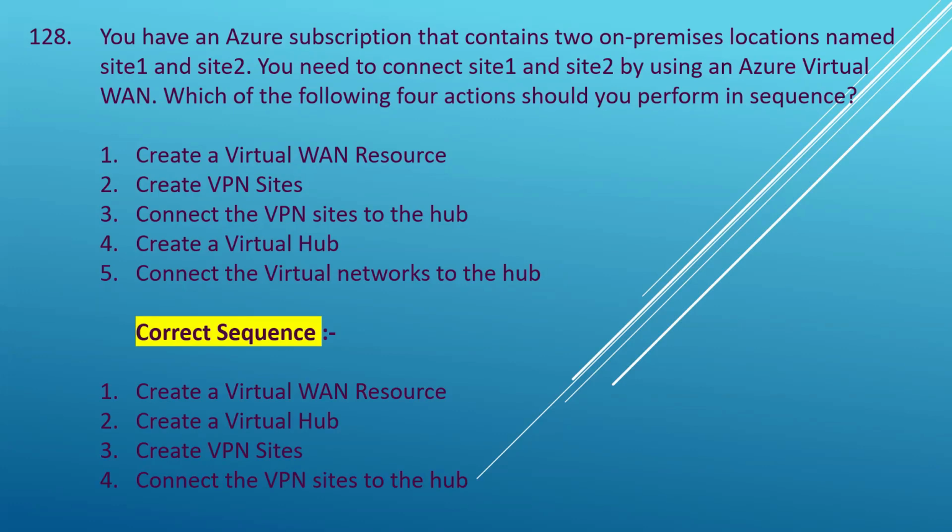The remaining option, number 5, connect the virtual networks to the hub, is also part of creating a site-to-site connection using Azure Virtual WAN. However, it is later in the process and the question talks about 4 actions in sequence, so it has been excluded. So always pay attention to what has been asked in the question, rather than just relying on the fact that the option which has been excluded is still a valid option when you are configuring Azure Virtual WAN. But obviously the question talks about just 4 options, so that's why it has been excluded.